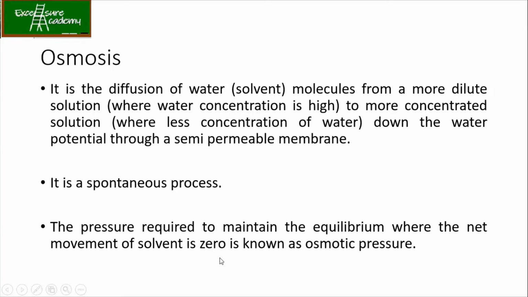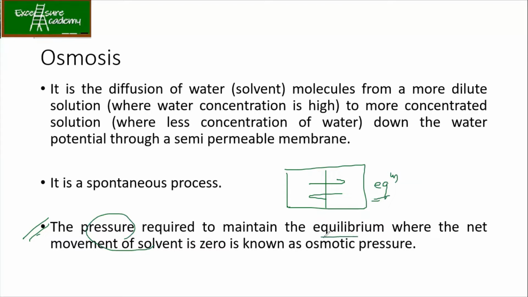Now the pressure required to maintain the equilibrium where the net movement of solvent is zero is known as osmotic pressure. Please guys, please understand what this means. Okay, suppose your diffusion is happening, this is your membrane, and the net movement of the solvent has stopped, that is, it has come to equilibrium. So the pressure which is required to maintain this equilibrium is known as the osmotic pressure.